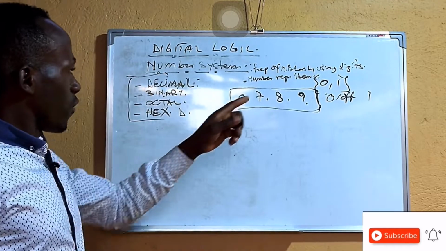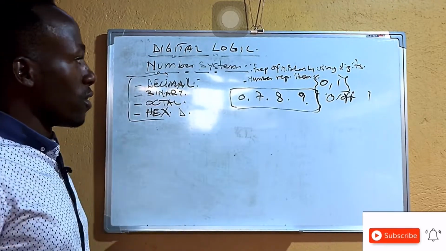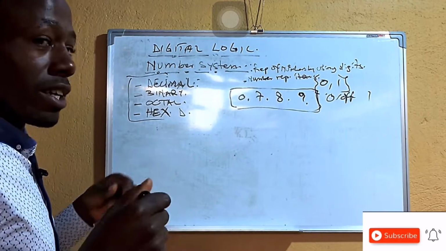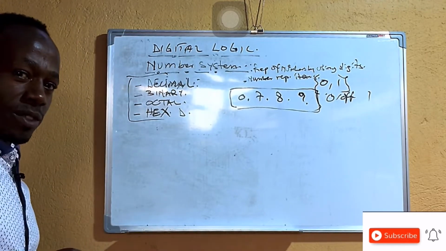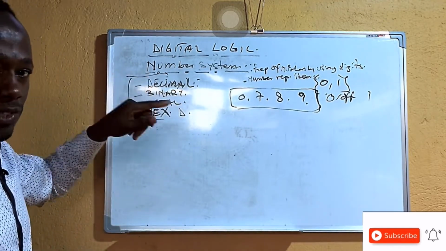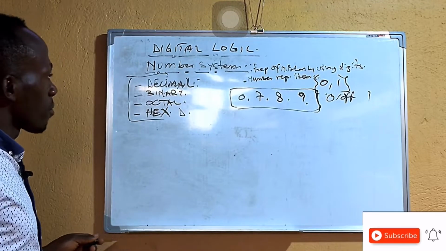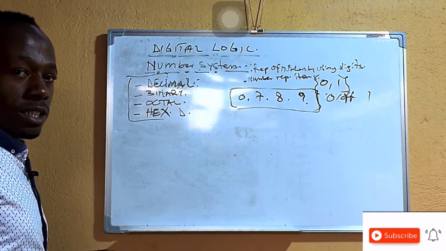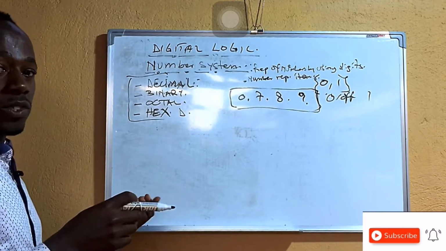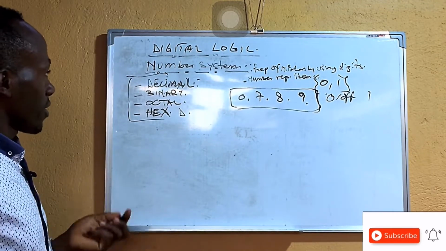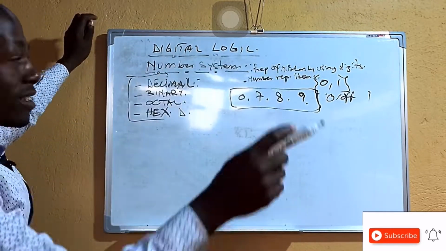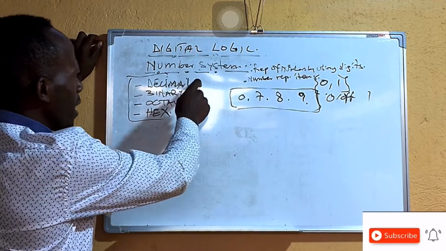Now, if 1 represents on and 0 represents off, that means our electricity today is represented by the binary number system. Different things in the world today vary, and because we're in a digital world, things are represented in different ways. But before going further, let's try to understand what we mean by the term decimal.